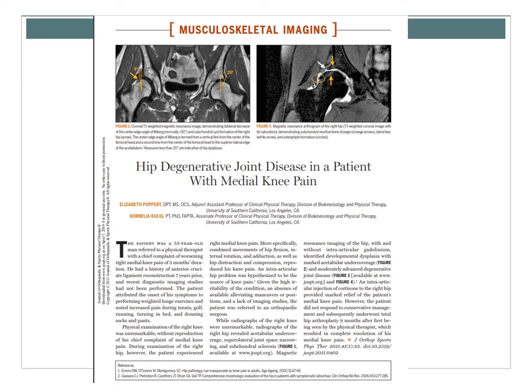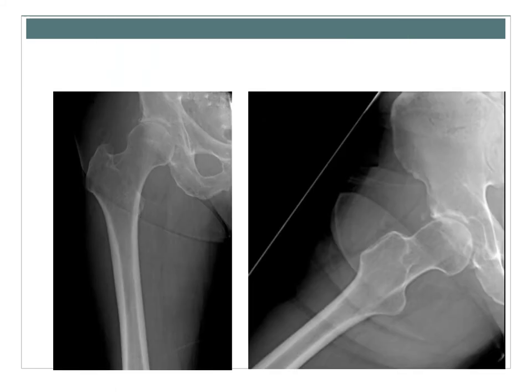Because they weren't able to really find any alleviating factors, and they were concerned about an intra-articular concern with the hip referring down to his knee, he was referred to an orthopedic surgeon. And when you send a patient to a surgeon, they're going to do some films, and let's take a look at those next.